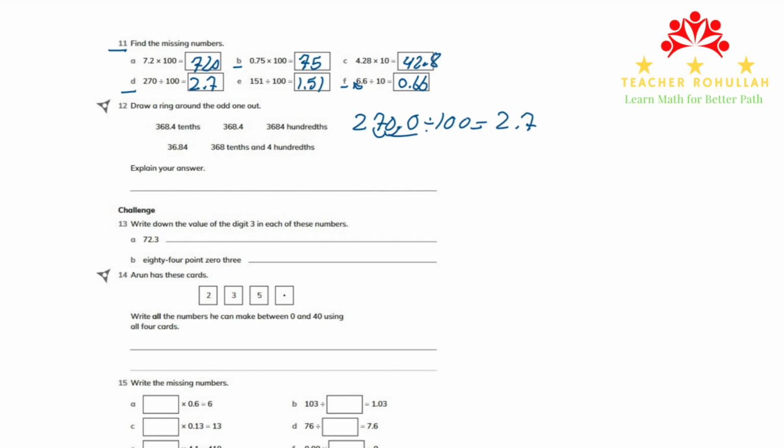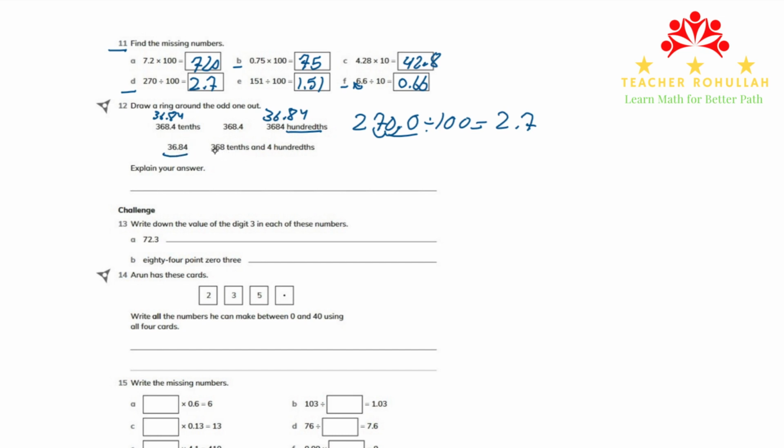Now we move to question number 12. In question number 12, it says, write a ring around the odd one out. The first number is 368.4 tenths. 368.4 tenths is 36.84. This one, if we divide by 100, will also be 36.84. This is already 36.84.